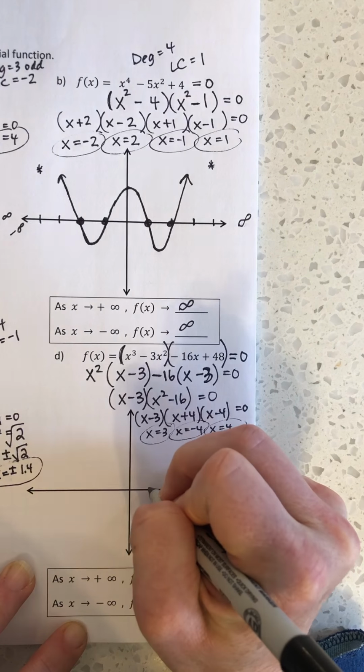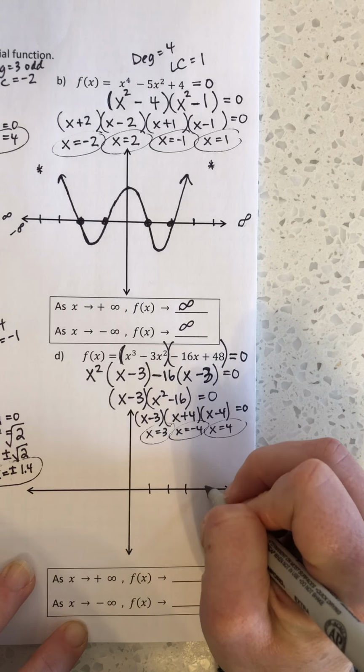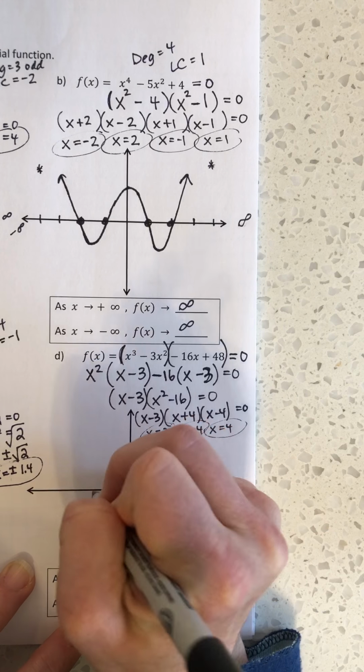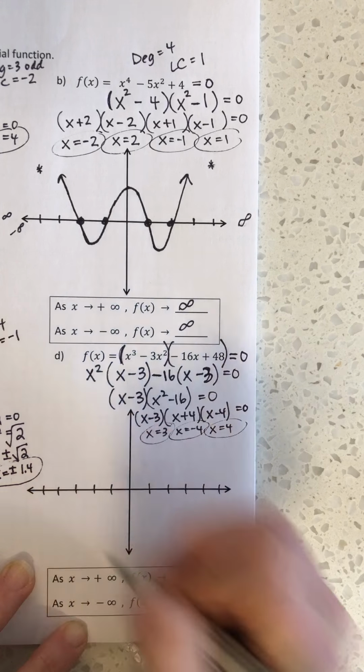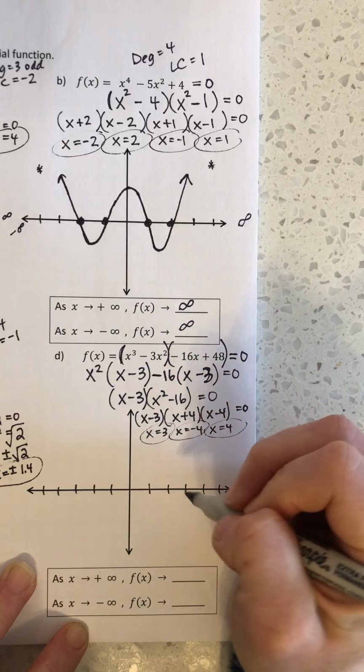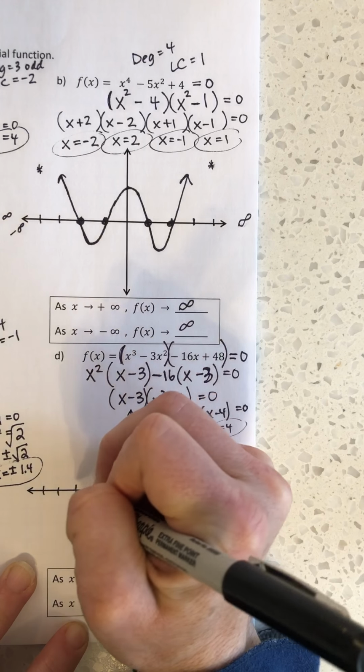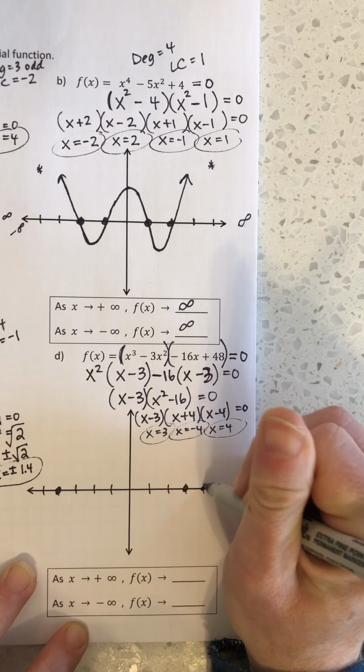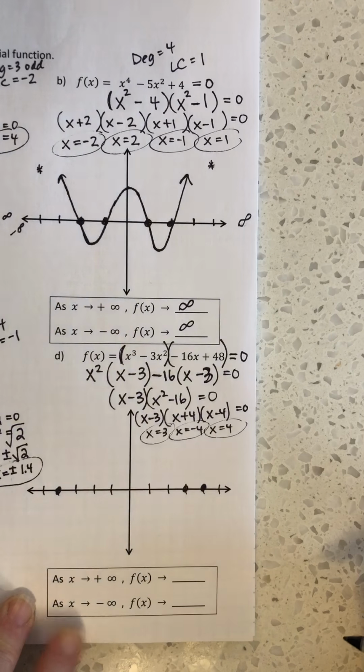So let's plot them. Okay, well I got what? Positive 3, negative 4, and positive 4. That's going to be a little tight. There's going to be a quick turn there. All right, so here we go.